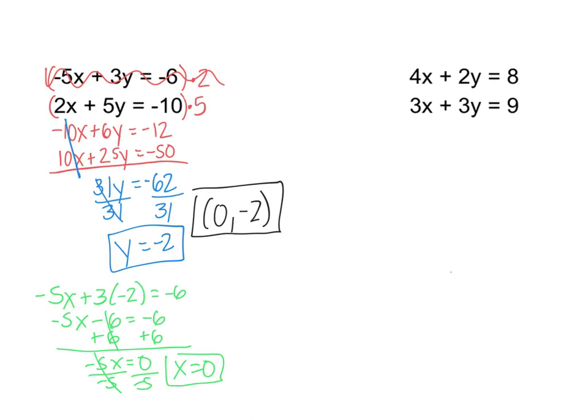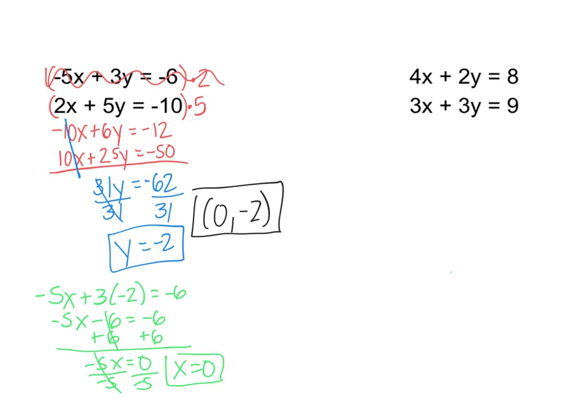All right, last example. We'll start to see if we have opposites. Positive 4, positive 3, no. Positive 2, positive 3, no. So then we'll see, can we multiply anything to equal another number? 4 times something is 3, no. 3 times something is 4, no. 2 times something is 3, no. 3 times something is 2, no.